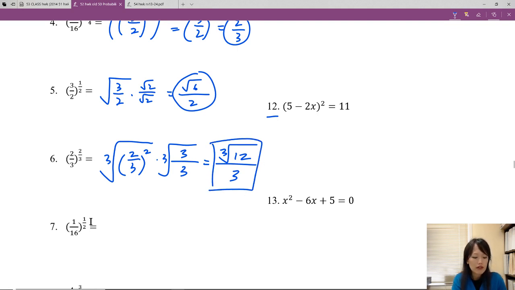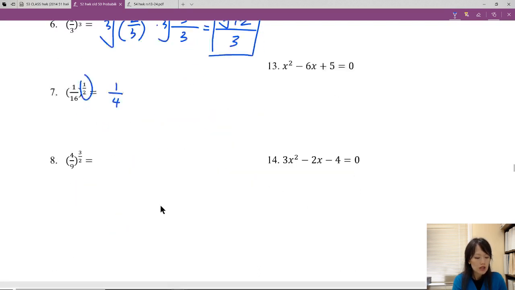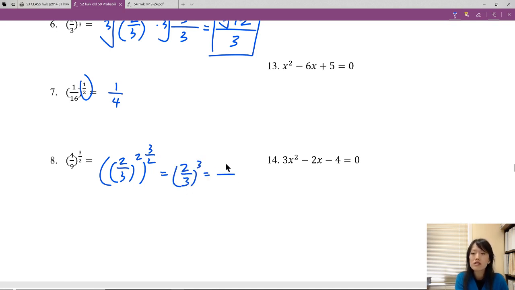Next one, number 7. That's square root, right? 1 over 2. So the square root of 1 over 16 will be 1/4. Next one, this one, write it as a power. What's 4 over 9? It's what squared? 2/3 whole thing squared, everything to the power of 3/2. Cancel, 2 times 3/2. The 2 cancels. So it's 2 to 2/3 to the 3rd. So you could do that. It's 8 over 27. Yeah? Got it? Okay, any other issues?